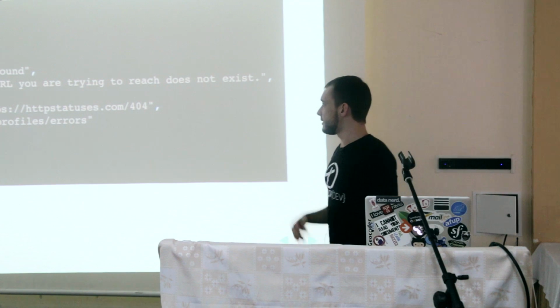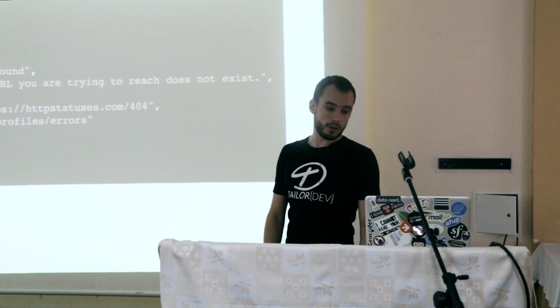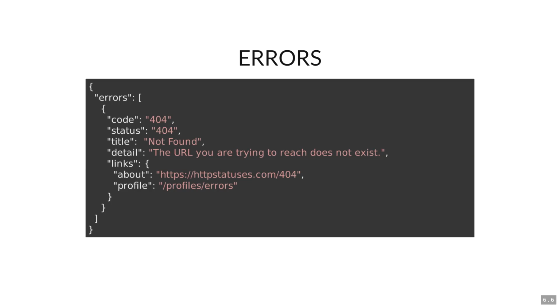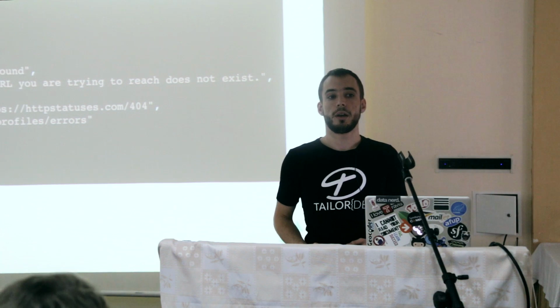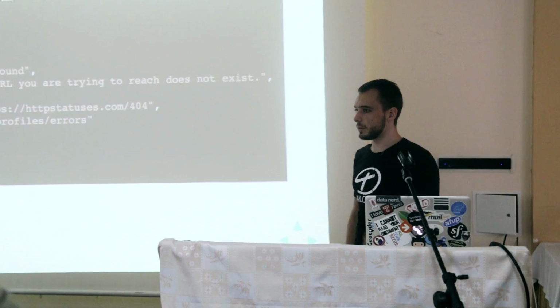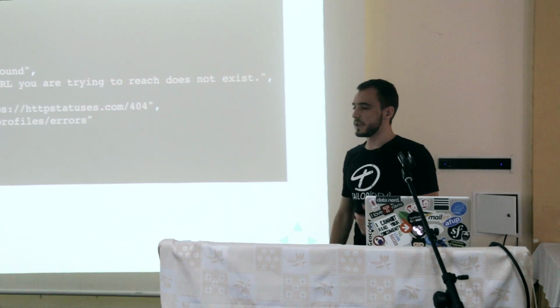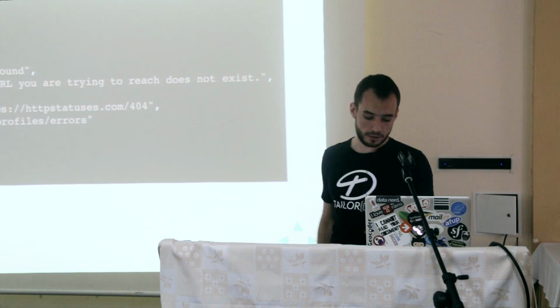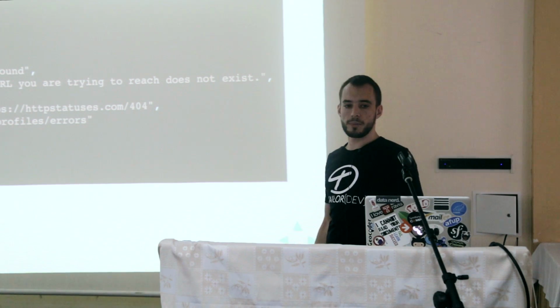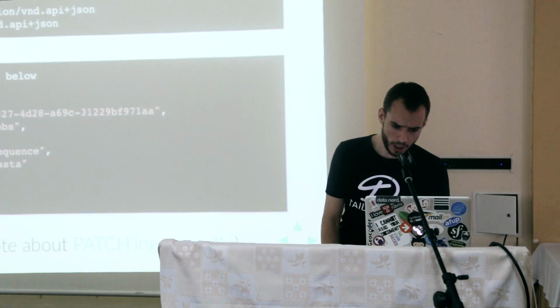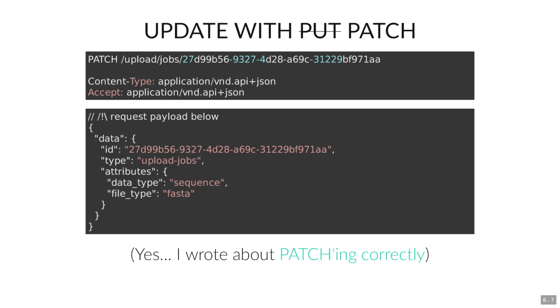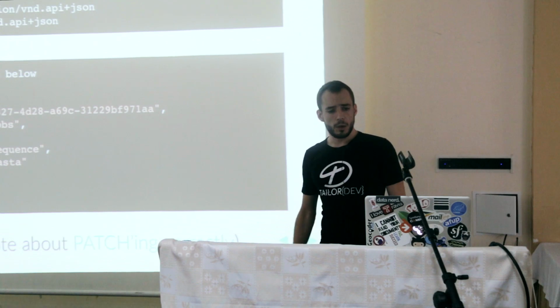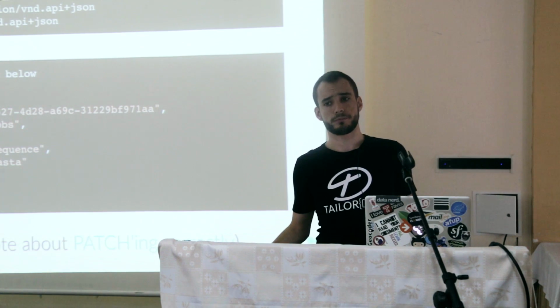For errors, it's just an array of errors, always the same, and that's it. You almost know everything about JSON API, and that's why it's a great format, because it's really easy to grasp the basics, because there are not many things for making a JSON API. The only difference is how to update data. We don't use PUT, but PATCH.